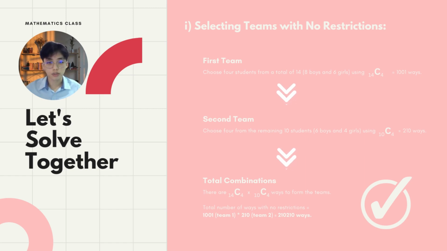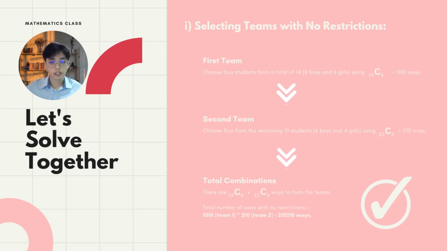So in the first scenario, we'll need to select teams with no restrictions. We'll split the solution into 3 simple steps to solve this question. We will first identify the combinations for creating the first team and then the second team, and finally the total number of ways to select the 2 teams. Now we'll look into the solution step by step. For step 1, we'll choose 4 students from the total number of 14 students. So the number of ways for the first team is 14 combination 4, which is 1,001 ways.